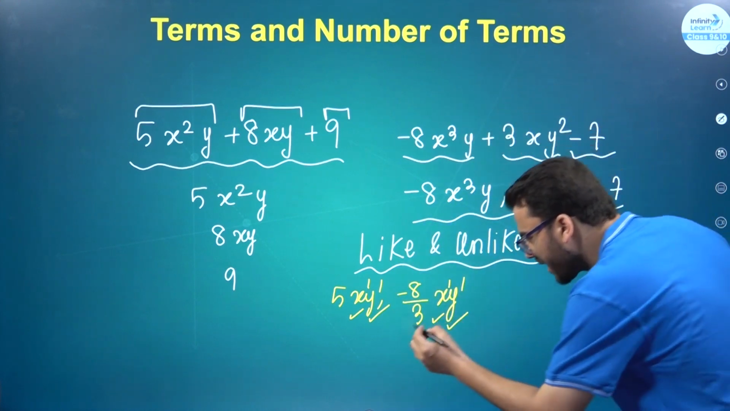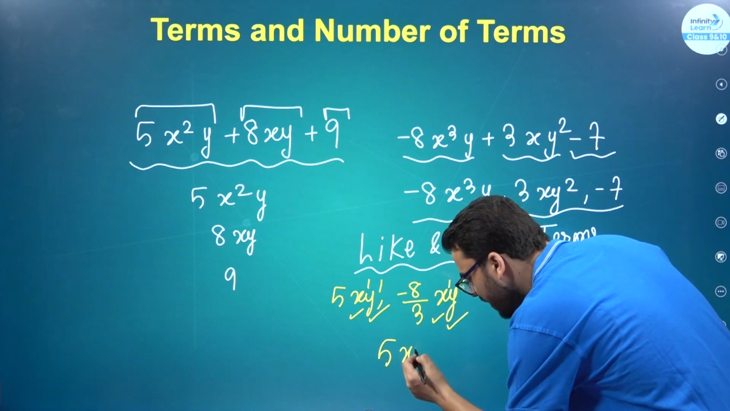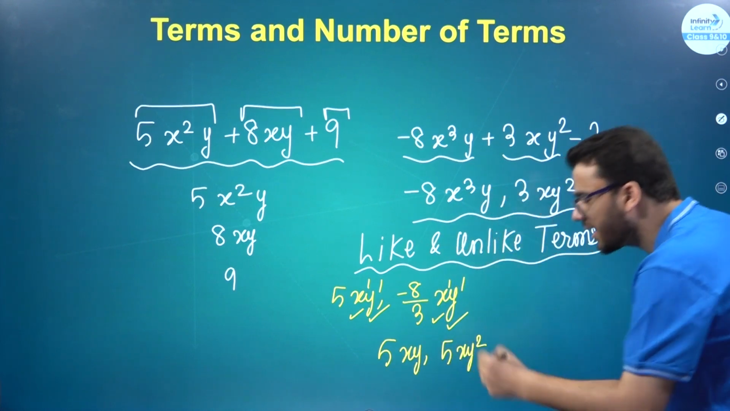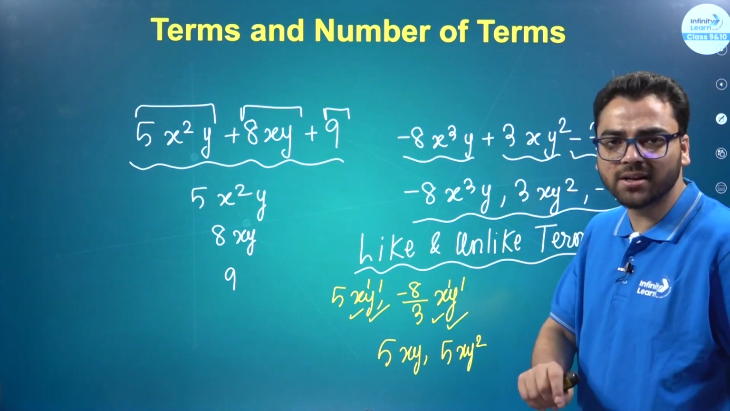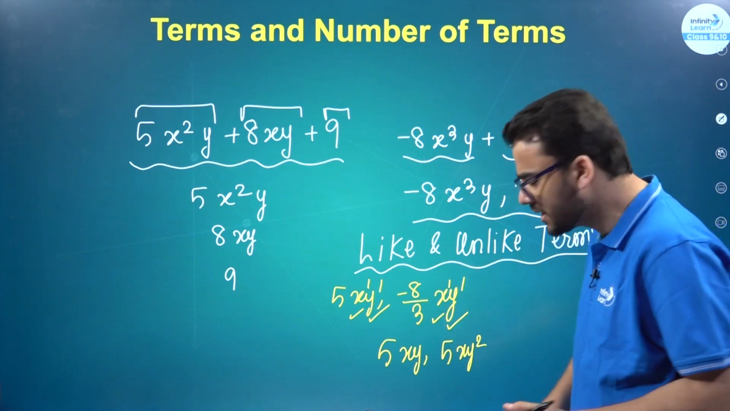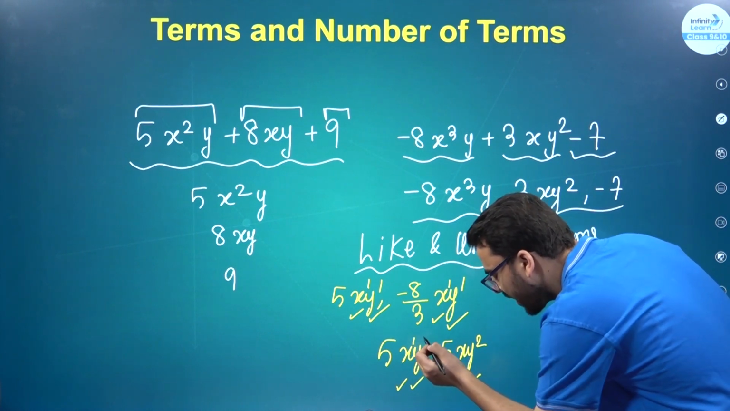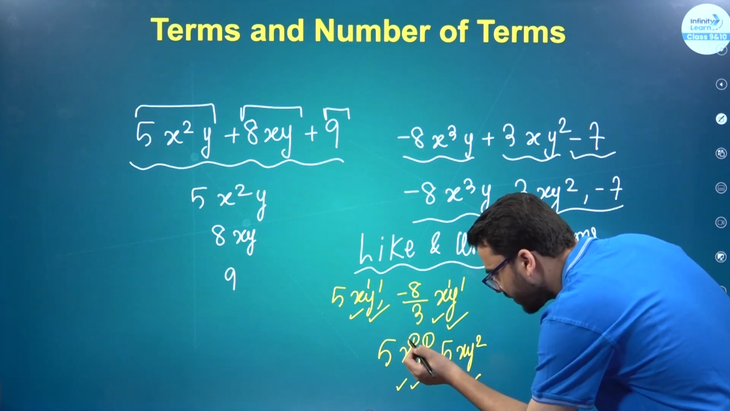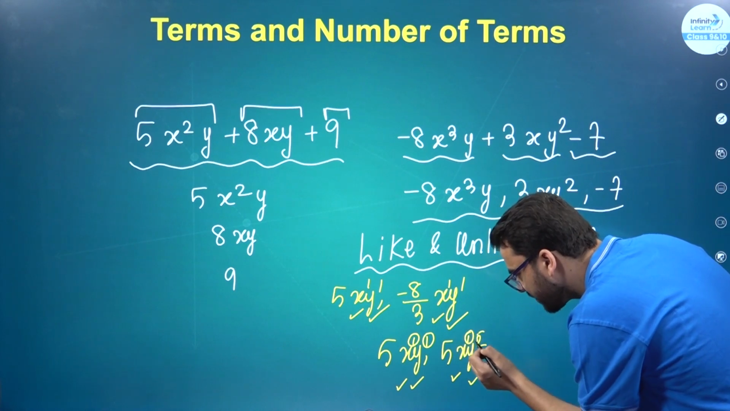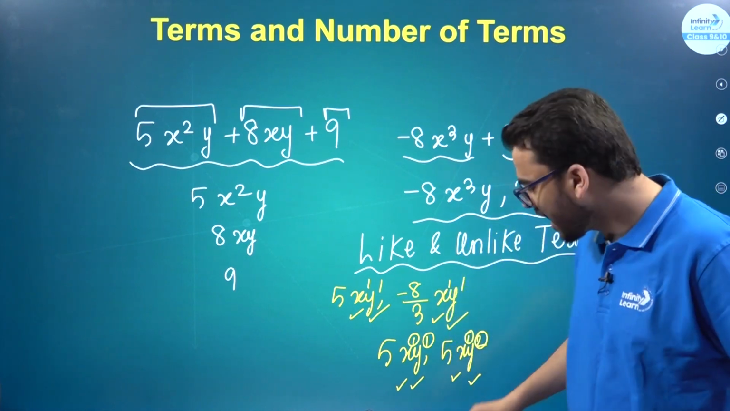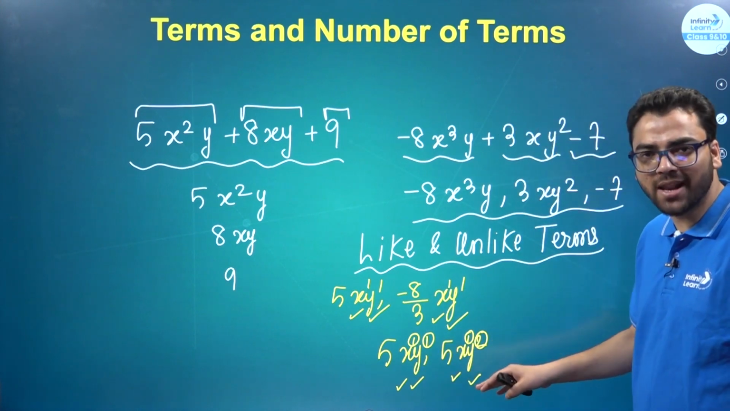Now suppose if I write 5xy and 5xy square, are these like terms? No, they are not like terms, they are unlike terms, because the variables are same, but the exponent of variable, they are different. This is 1 and 1 and this is 1 and 2. So exponents of variables are different. So they are unlike terms over here. They are not like terms.